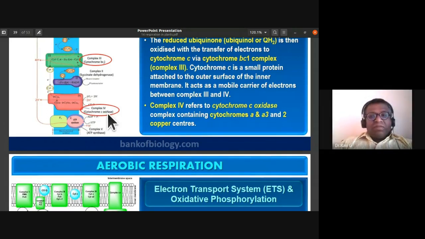This complex contains cytochromes A and A3, and two copper centers. You can notice these copper centers, Cu2. So complex 4 is the cytochrome C oxidase complex, which contains cytochrome A and A3 and two copper centers.